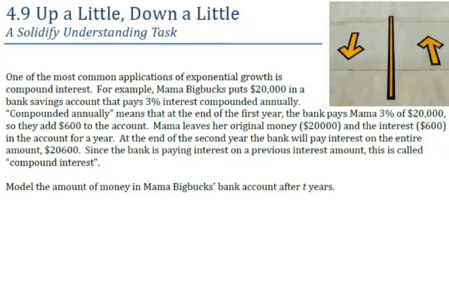So that's every year. Compounded annually means that at the end of the first year, the bank pays Mama 3% of 20,000. So they add 600 to the account, because 3% of 20,000 is 600. Mama leaves her original money and the interest in the account for a year. At the end of the second year, the bank will pay interest on the entire amount, 20,600. Since the bank is paying interest on a previous interest amount, this is called compound interest.